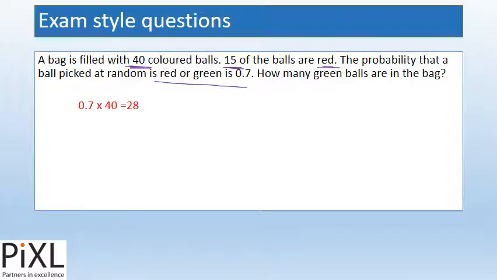Well, I start off by knowing that 0.7 times 40 is 28. So I've got a 0.7 chance out of the 40 of getting a red or green ball. So of those, 15 are red, so there must be 13 green balls. Have I answered the question? The instruction was how many green balls, and I've said there are 13 green.